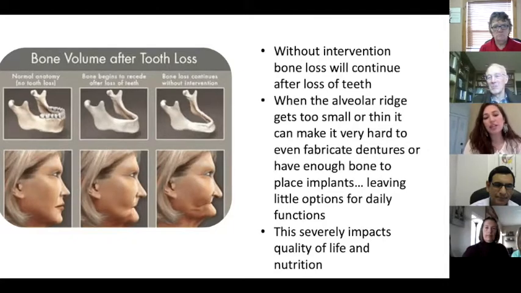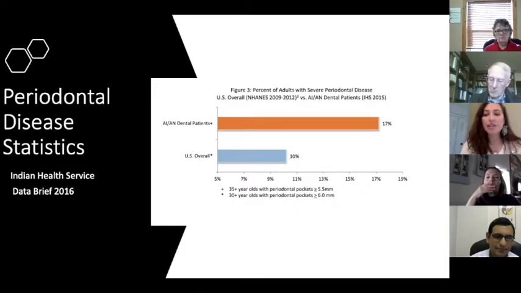A lot of times we think, oh, it's okay. If we lose our teeth, I'll just get dentures or I'll get implants. We'll take care of it. But what's important to note here is that once you've lost enough bone, those options don't become available to you. We are experiencing periodontitis at a higher rate than the US overall, 17% compared to 10%. What this shows me is that we have a lot of potential to improve our periodontitis.